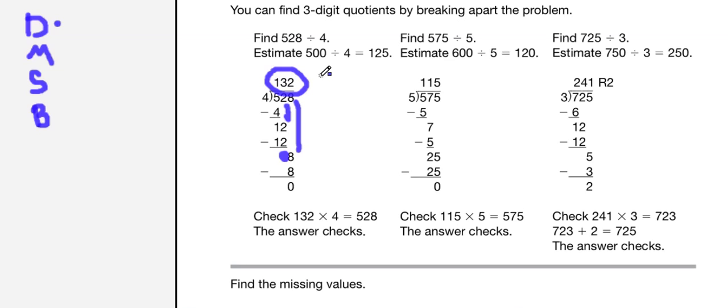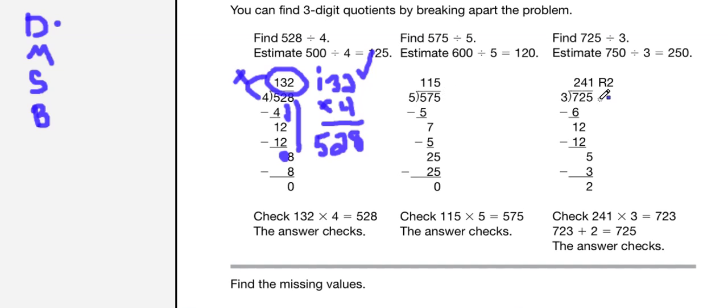Now, how do you check your work? Well, you go backwards. You do 132 times 4, and it should get you 528. Okay, so if we do 132 times 4, 4 times 2 is 8. 4 times 3 is 12, so I carry my 1, bring my 2 down. 4 times 1 is 4, and 1 more is 5, so that is 528. There we go. That's what I started with. My answer is correct.